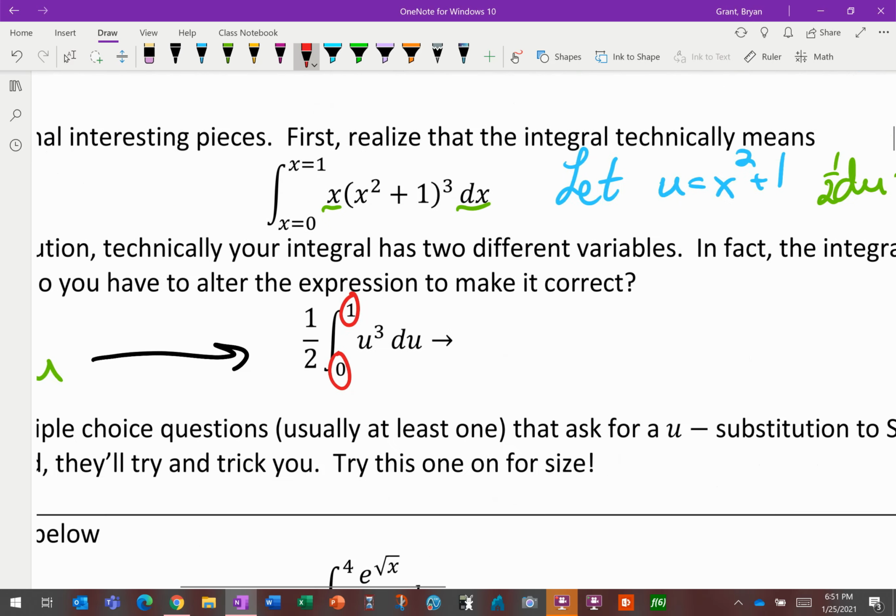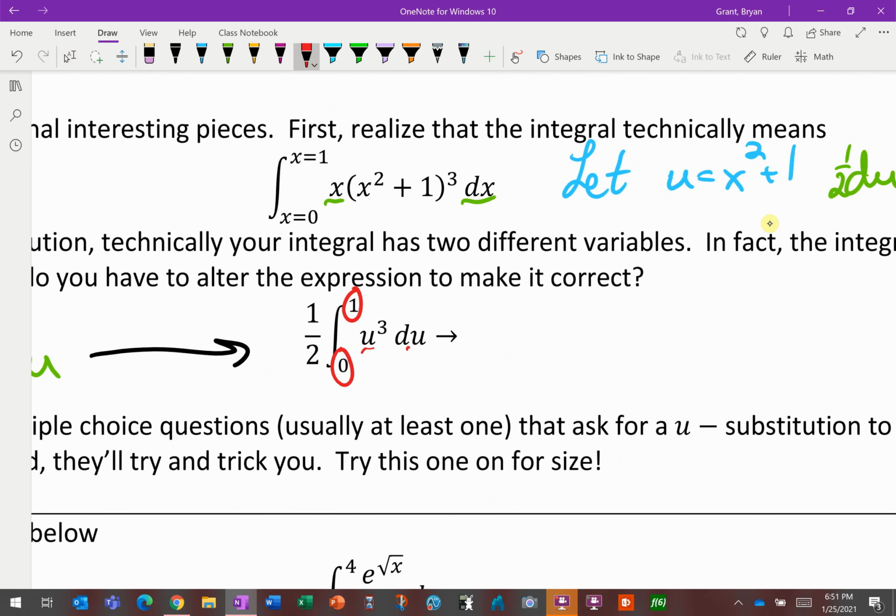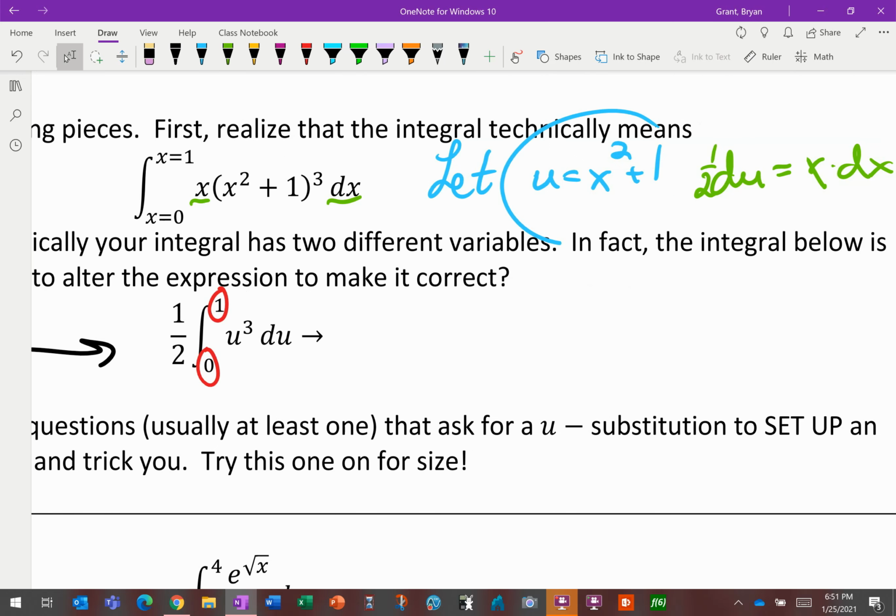How do we fix it then? Well, if those are x's and everything else is u, then we probably need to convert the x's into u's. How do we do that? Well, we have an equation that takes an input of x and spits out an output of u, so we should probably find u of 1 for the upper limit. It's going to be 1 squared plus 1 using our formula here, which is 2. And then also, we have u of 0. So 0 squared plus 1, which is 1.